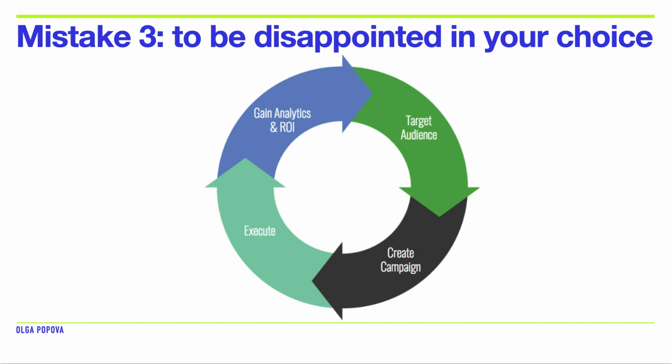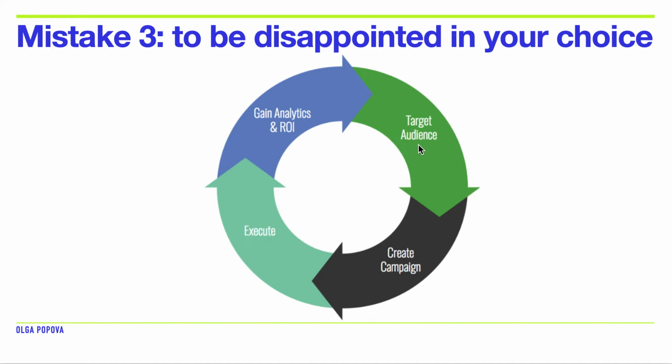Mistake number 3. To be disappointed in your choice. People try to do everything very quickly, and if they do not have the planned result in one moment, in one day, they are already disappointed. And of course, it is a wrong way.